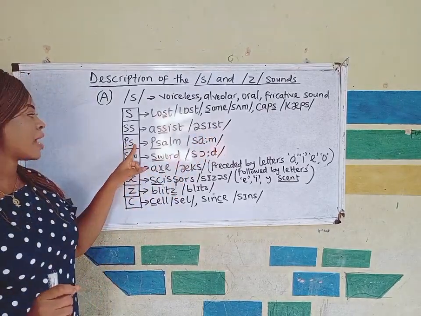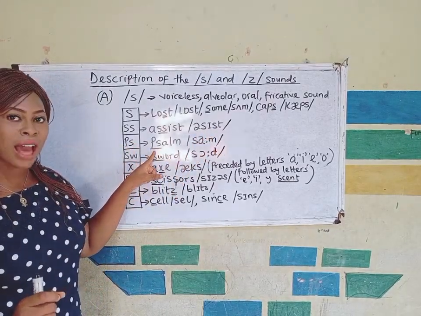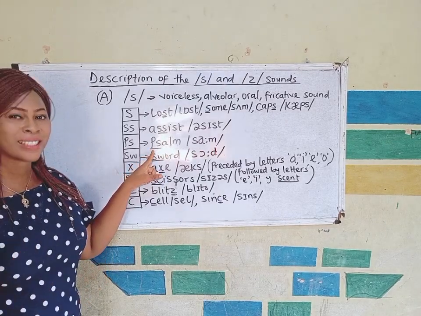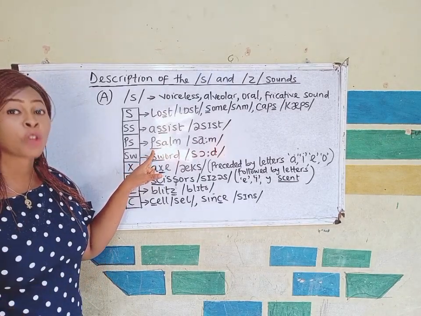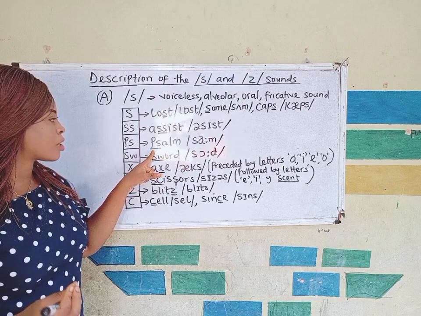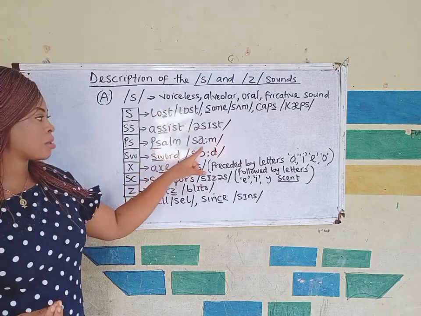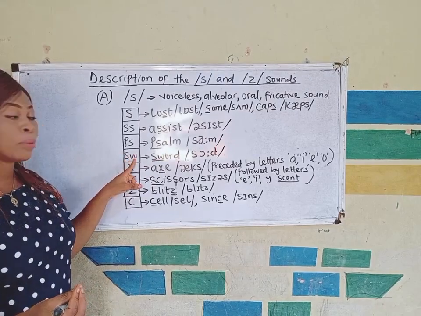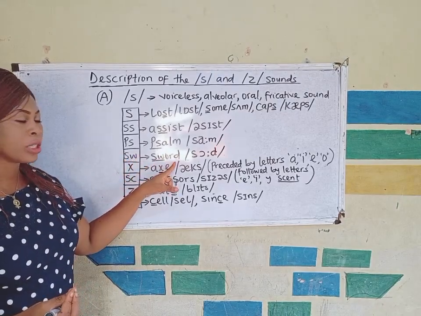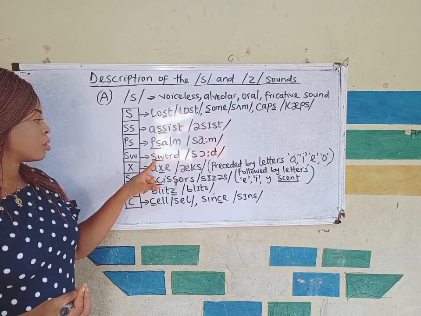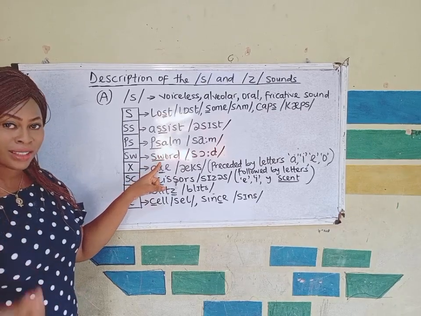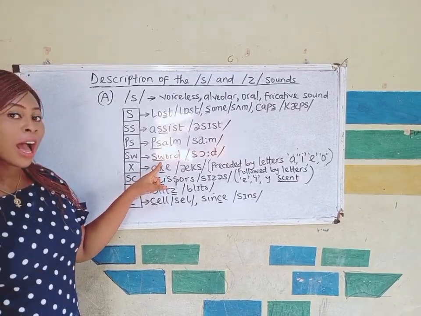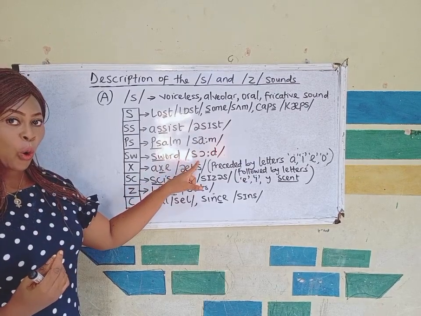And then we move on to PS. This indicates that the letter P is silent. That is, it is not produced. So we pronounce it as some. Moving on to SW, as in sword. This means that the W is silent, and so it is produced as sword.